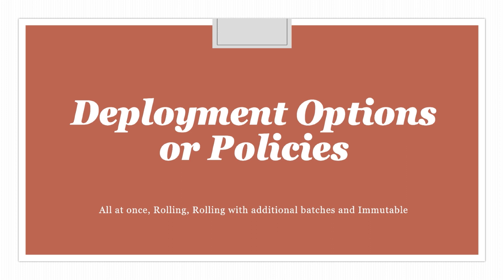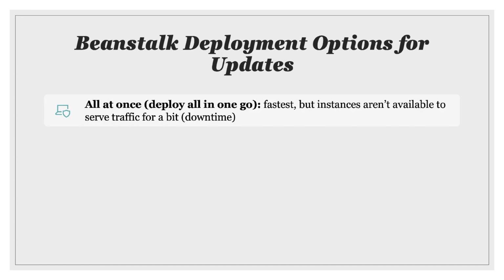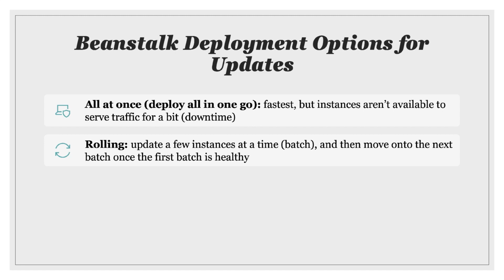In this video of the lecture, we'll discuss the deployment options or policies, starting from all at once, rolling with additional batches, and immutable. Let's have a brief overview. All at once means that you deploy everything in one go. This is the fastest of the entire lot, but the instances are not available to serve traffic for a bit. So there's a downtime. We have rolling, which means that you update a few instances at a time.